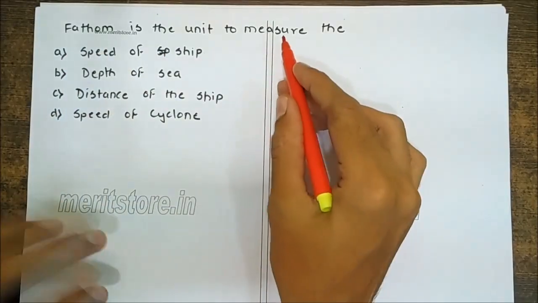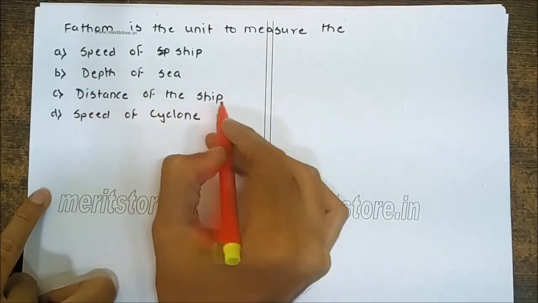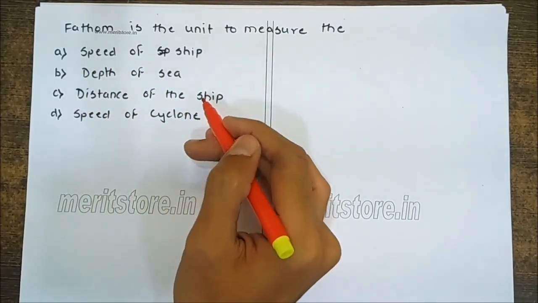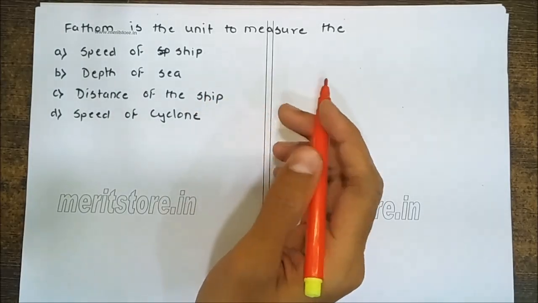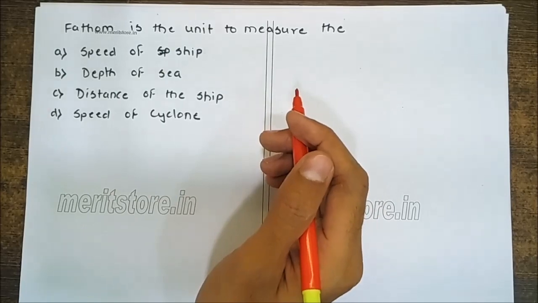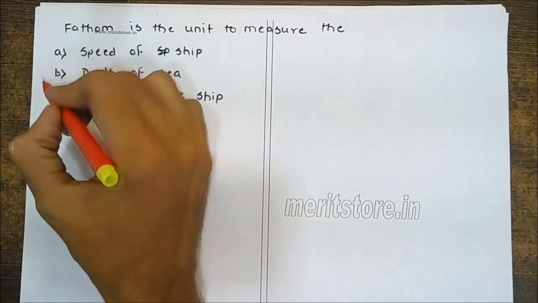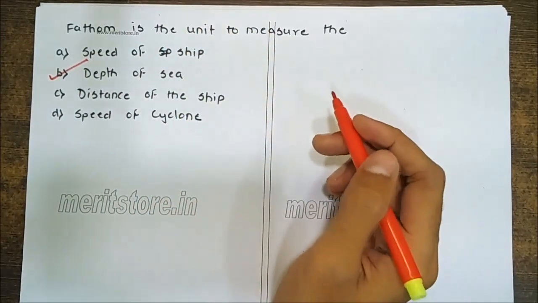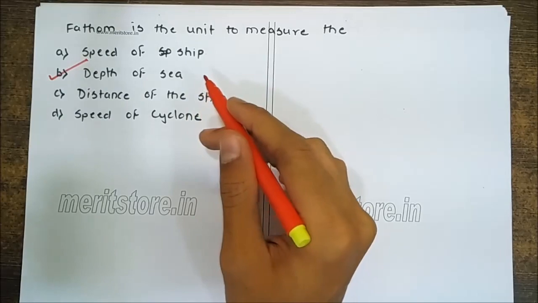Fathom is a unit to measure the speed of the ship, depth of the sea, distance of the ship, or speed of the cyclone. Fathom basically is a unit of length. It is equivalent to 6 feet, and they use it to measure the depth of the water. So basically, B is the correct option. Depth of the sea. This unit is used to measure the depth of the sea.